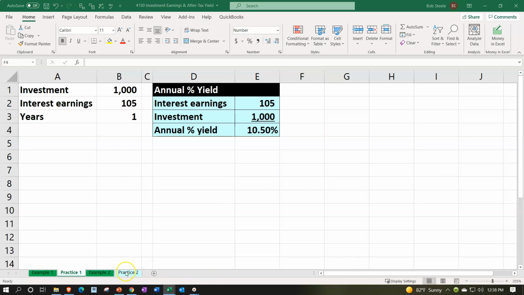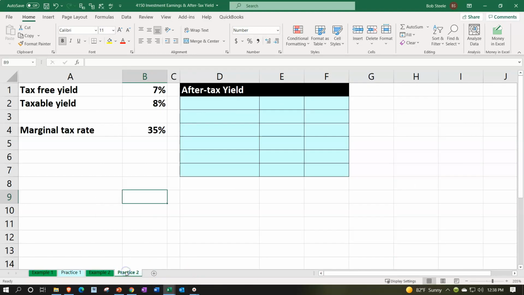Okay, so let's go to the second practice tab, number 2. This time we're looking at the after-tax yield. We talked about the fact that some types of investments, especially like interest in government bonds or something like that, might have a tax-free component to it. So we might then think, well, what if I was comparing an investment where I have to pay taxes on it and another investment where I don't have to pay taxes?